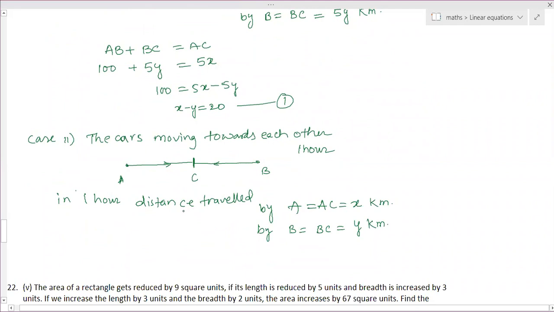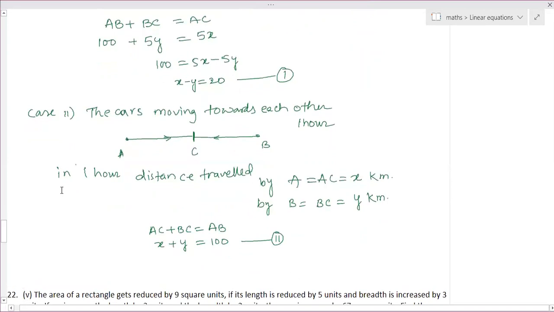Relation: AB equals BC, and AC plus BC is equal to AB. What is AC? X. BC is Y. Y is equal to 100, AB is 100, sorry. Then solve these two equations. You have the two equations now.